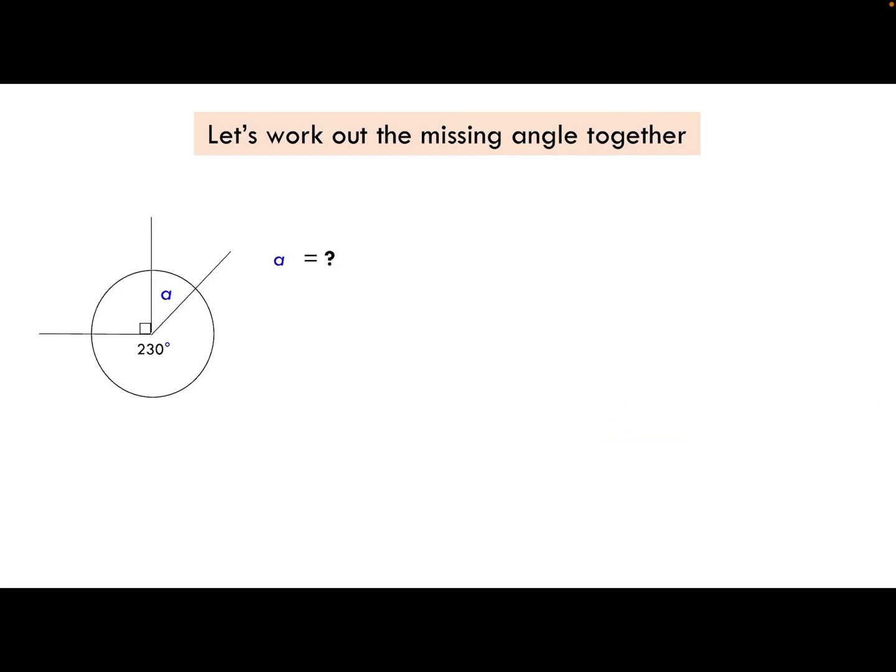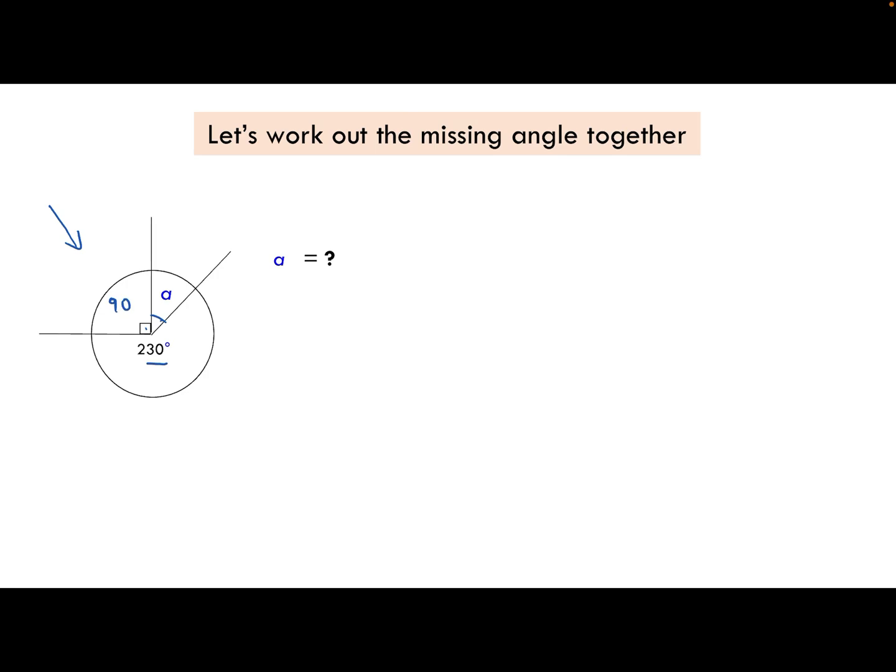So let's work out the missing angle together. So what do we know? We know we've got 320. Let's have a look at this. What do I see in the corner? I see a square. And when an angle is indicated by that square, I know it's 90 because we've spoken about that. So what's my first calculation?